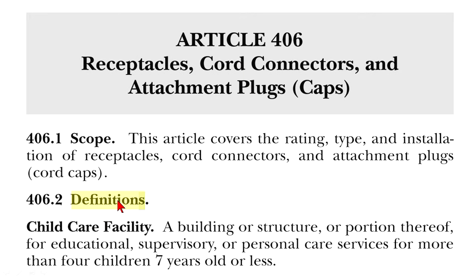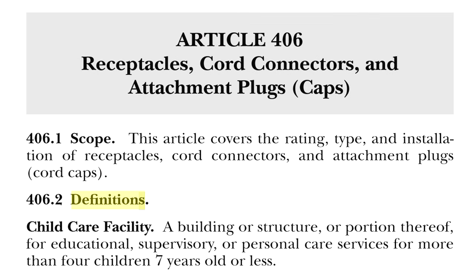Let's say the definition, because later on the code is going to talk about tamper-resistant receptacles that are going to be installed in child care facilities. Well, what's a child care facility? Well, since there's requirements in 406, which is receptacles or tamper-resistant receptacles in child care facilities, but see, child care facilities is only used in Article 406. So that definition will not be in 100 because it's only applicable to Article 406. So let's take a look at that. What is a child care facility?